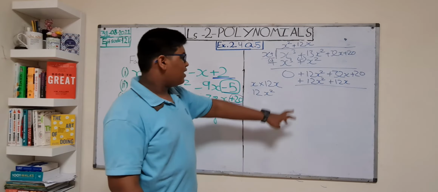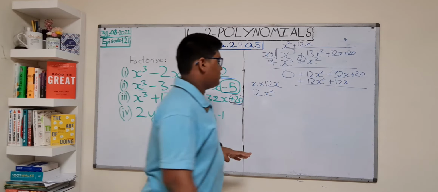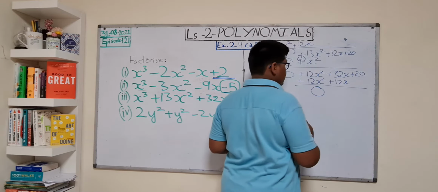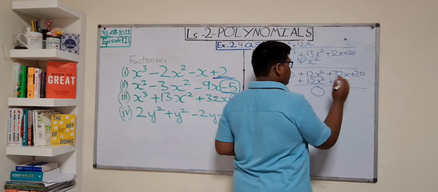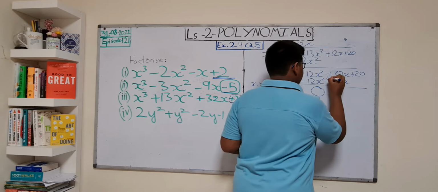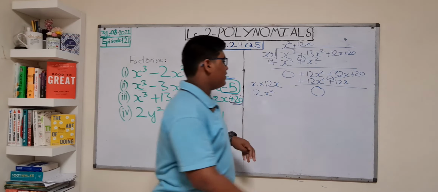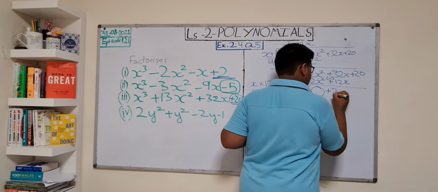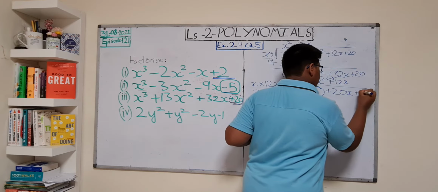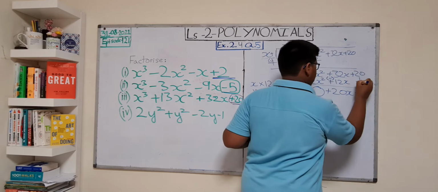Okay, now we are having 12x squared and 12x squared, so we get 0, right? And then we have 32x. So this sign will be changed, minus 12. So 32 minus 12 will be 20x, plus 20 as it is, this 20.